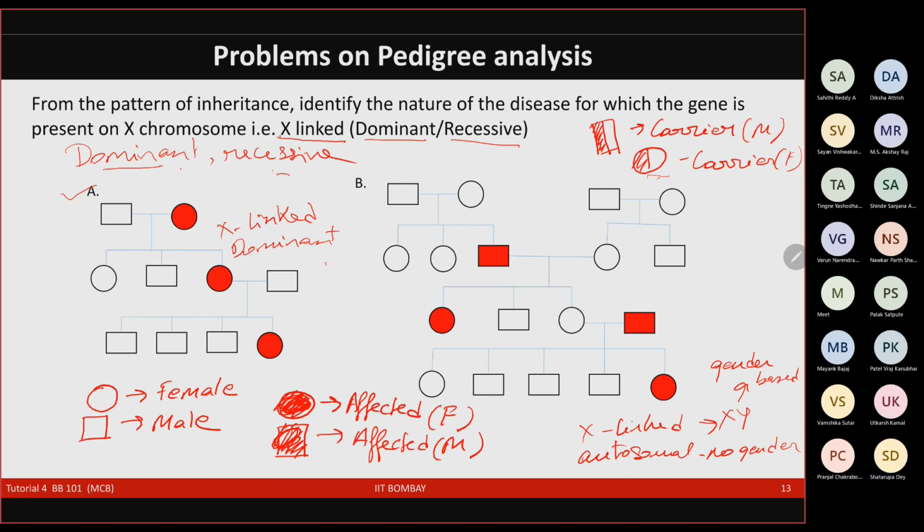Okay. So in example number B, another thing is that in some of the pedigrees, they don't show the carriers. Example number B is X-linked recessive, but they have not shown the carriers, so I'm just going to show it for you. In the first generation, the male is not affected, female is not affected. But in the second generation, the male has become affected. So what this means is that the female is a carrier.